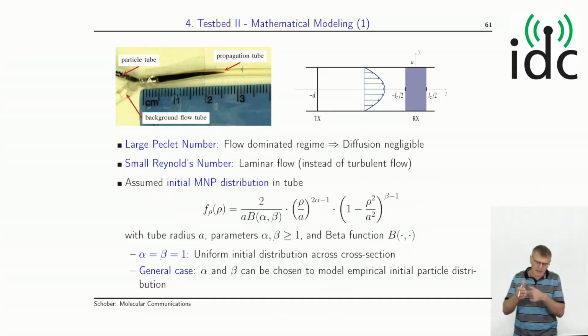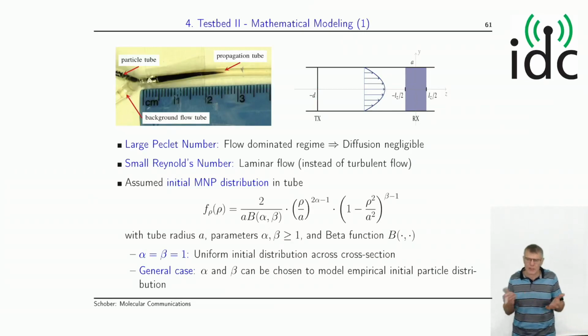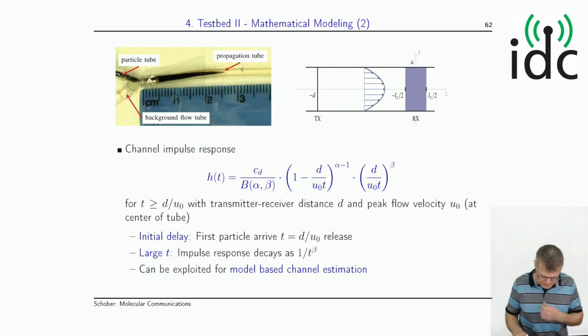If you choose alpha equal to beta equal to 1, then this simplifies to the case where the particles are all uniformly distributed across the cross-section, right? So basically, at the circle, the two-dimensional cross-section, they are uniformly distributed inside the circle. This is what happens if you choose alpha and beta equal to 1 for the beginning. And if you change the parameters, you can generate different initial distributions that basically reflect how fast you pump and how many particles you pump into your main tube, right?